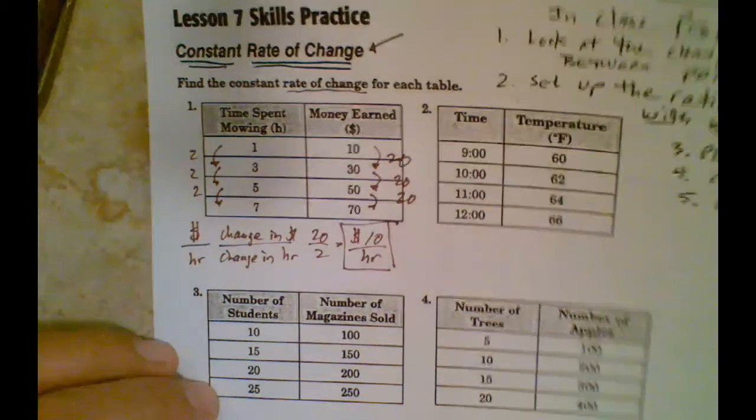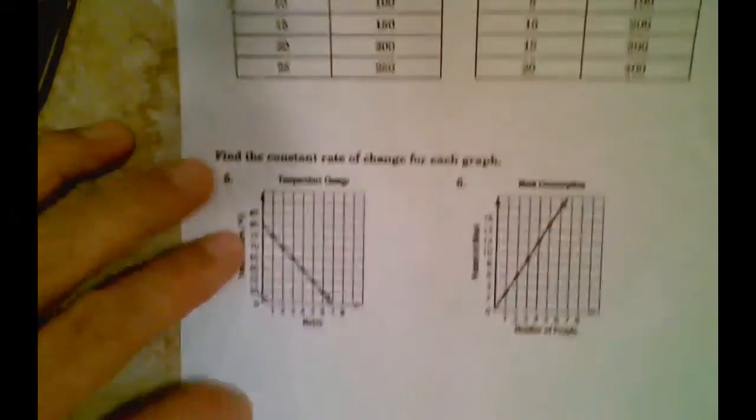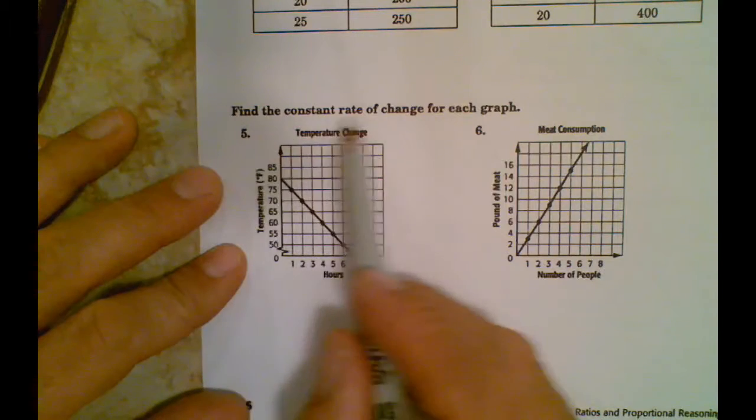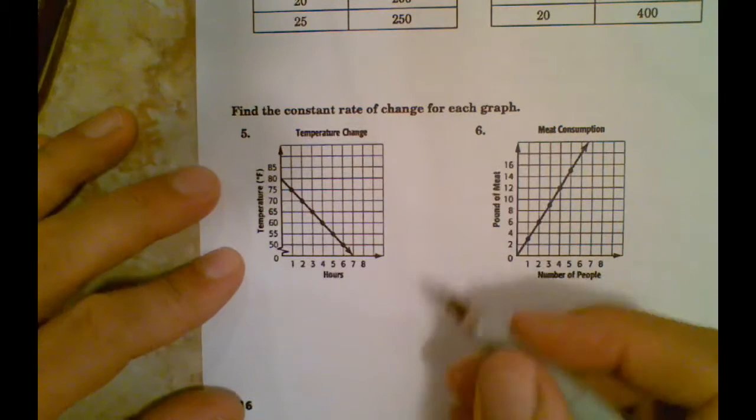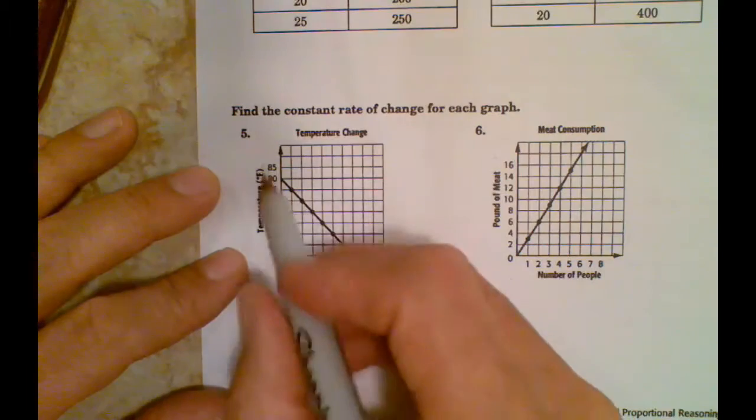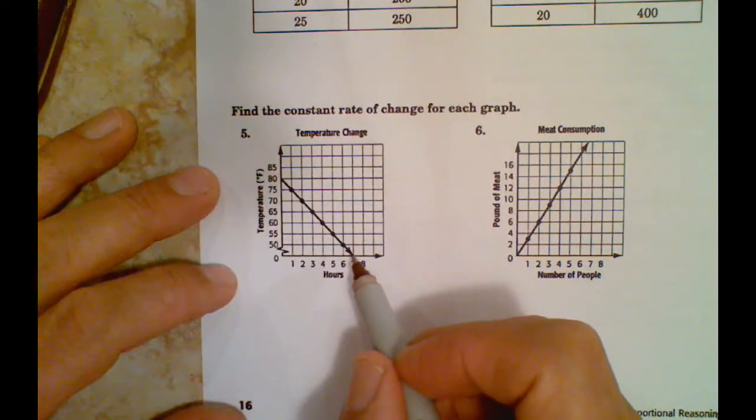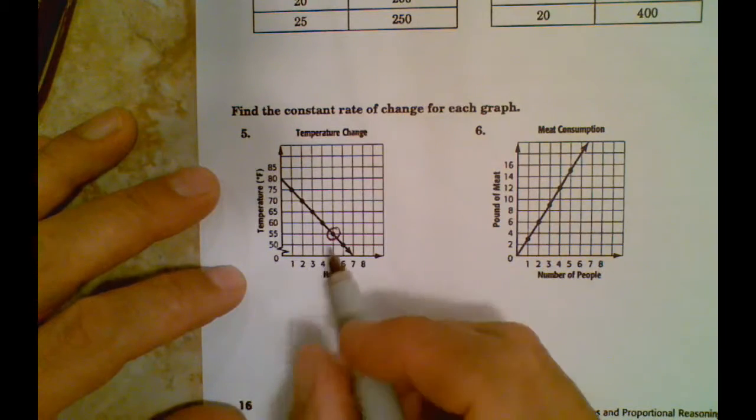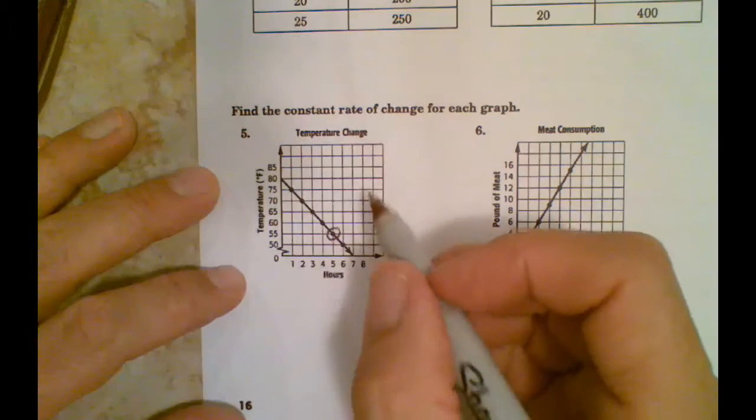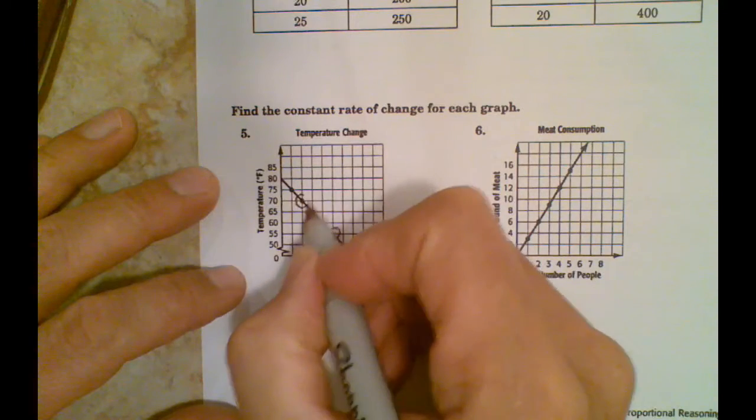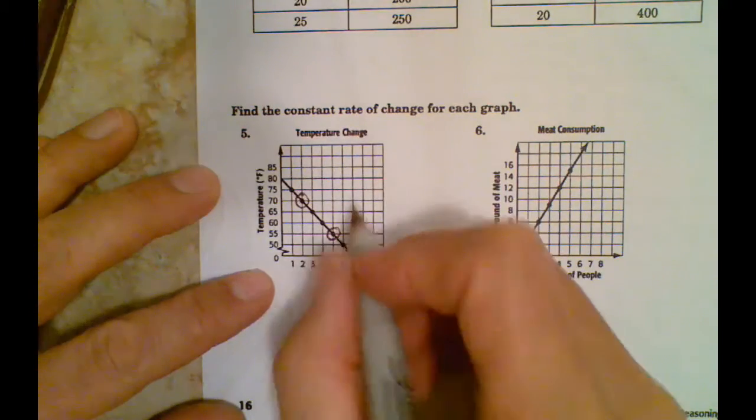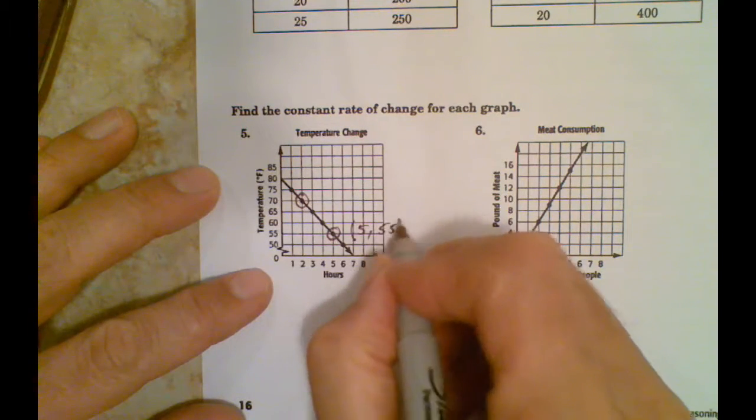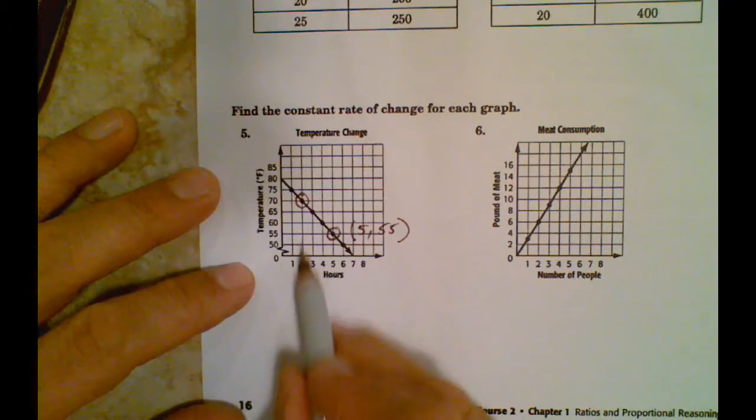But you also have to know how to find the rate of change from the graph. So let's look at this right here. So it says find the constant rate of change for each graph. So I'm going to pick 2 points. And when I look at the line, I want to pick points that I can read easily. So I can read that easily. And I could read this easily. Let's try those 2 points. So what point do I have here? This is the point 5, 55. And this is the point 2, 70.